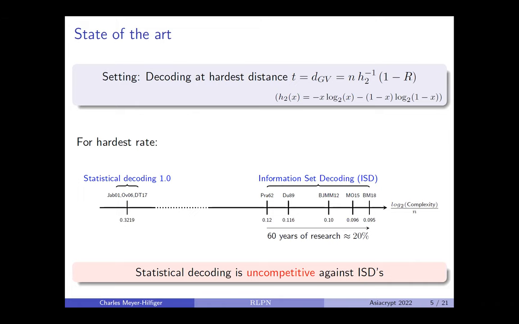So the first thing you can see is that statistical decoding is uncompetitive against ISD. So here you see the complexity exponent of this algorithm. And so you see that the statistical decoding complexity exponent is 3 times higher than the simplest of the ISDs. You also see that after 60 years of research on this problem, the complexity exponent has only been improved by a factor of 20%. So this is really a hard problem.